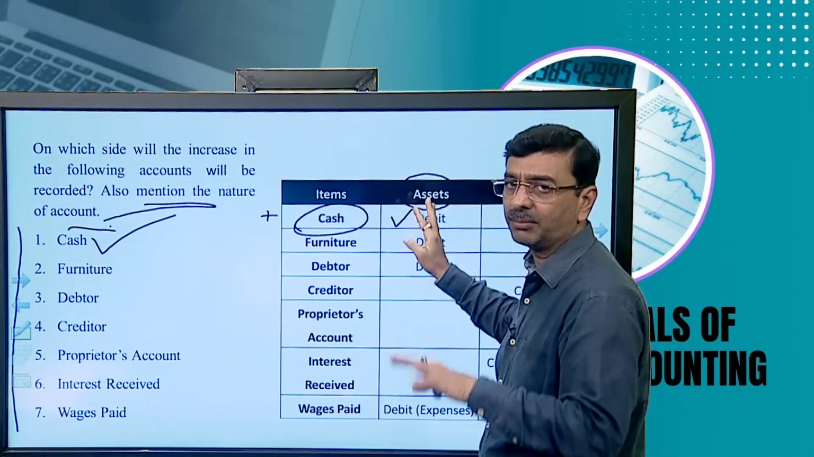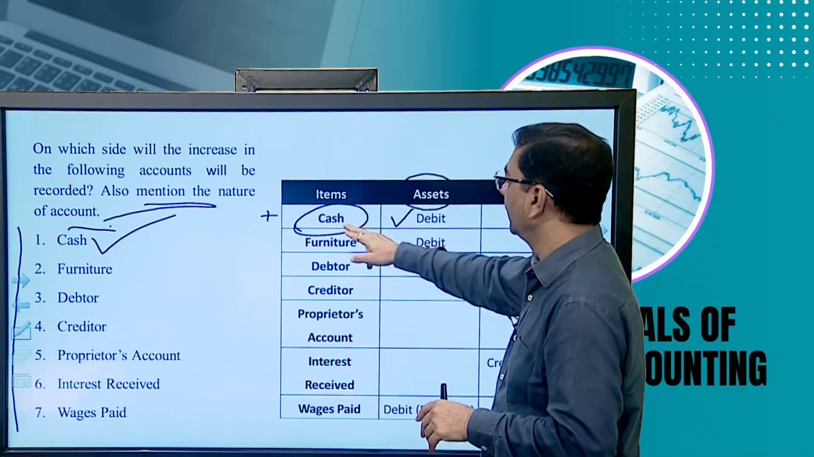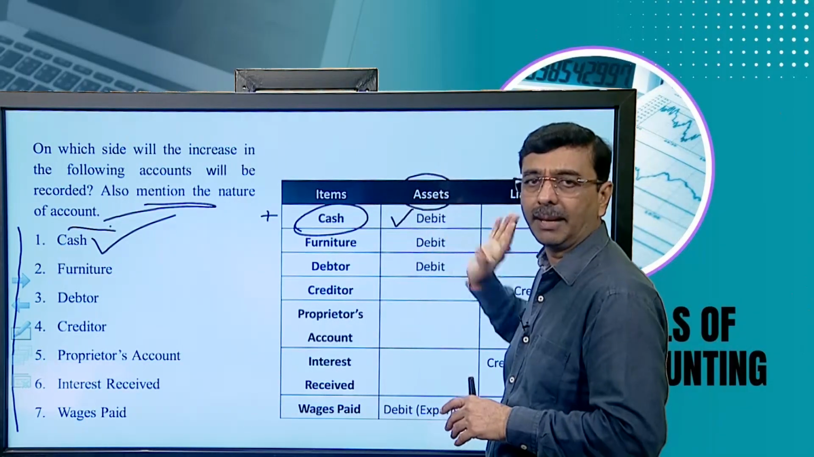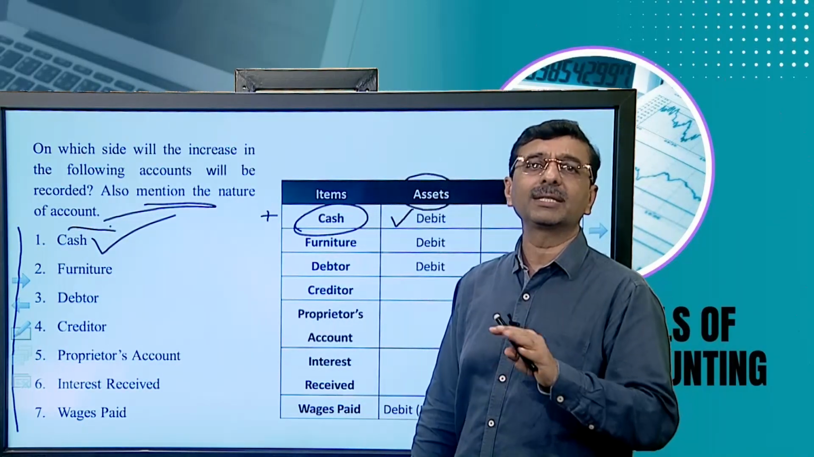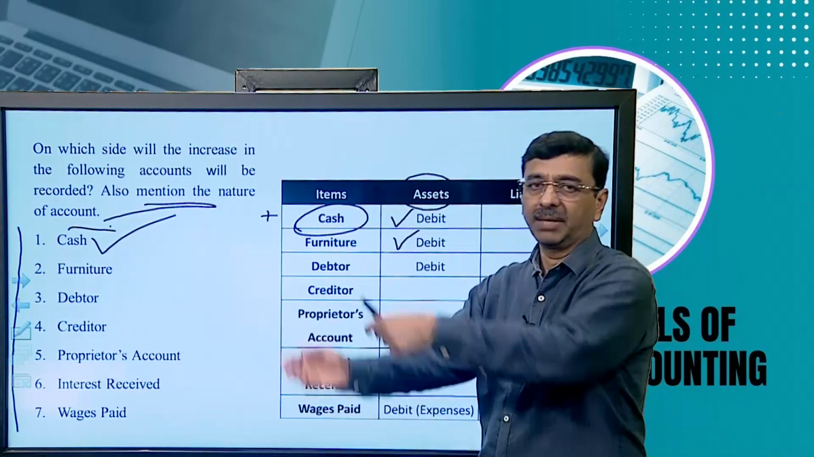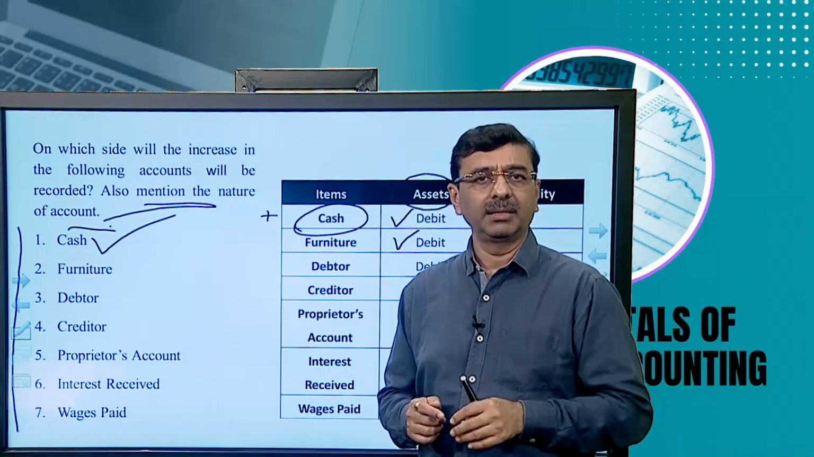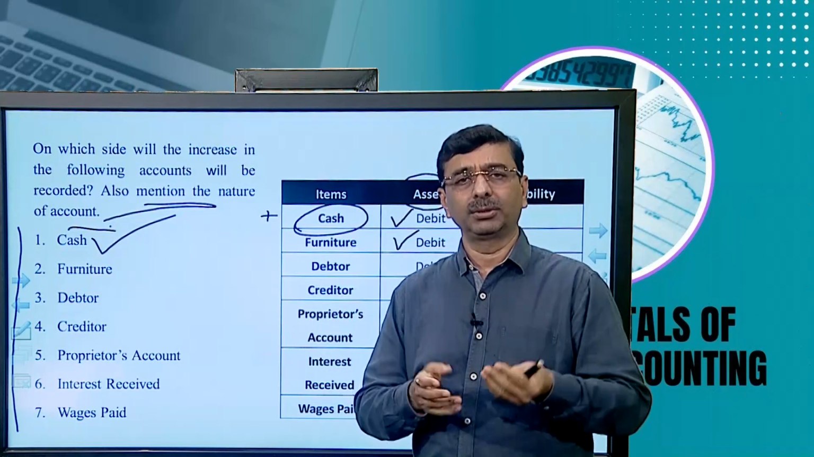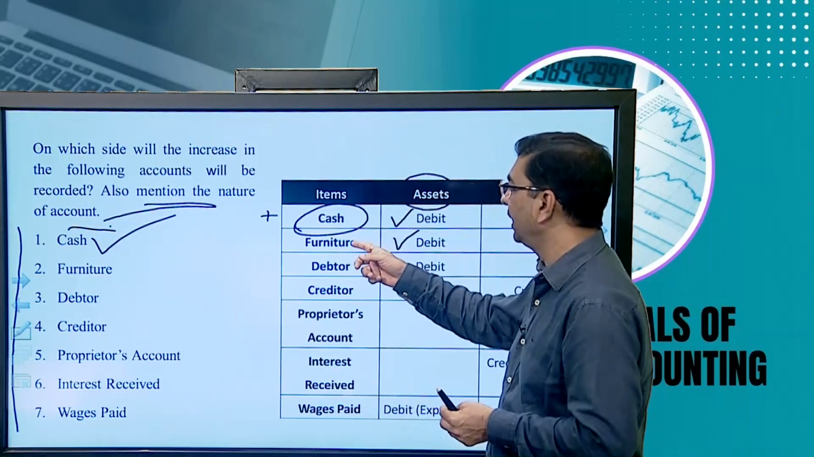In the case of assets, assets are always debit. So that's why cash is considered assets debit. The next nature is furniture. Again, furniture is an asset, so it is considered debit. If furniture comes in, an assets account is always debit. But suppose the furniture is sold, so furniture goes out, in that case the furniture will be credit.